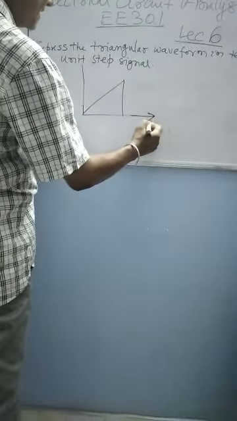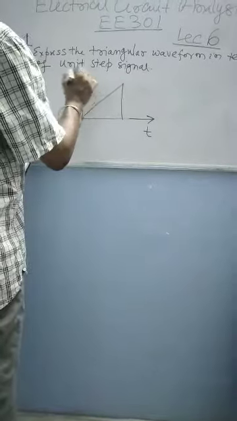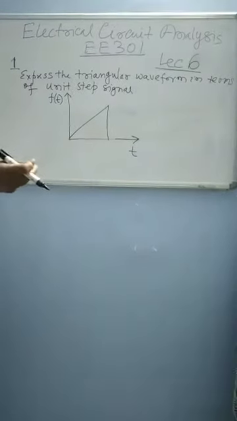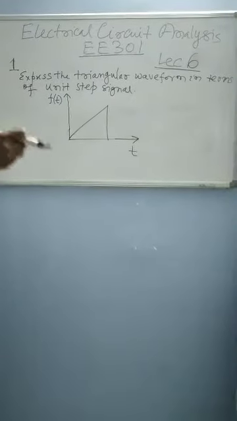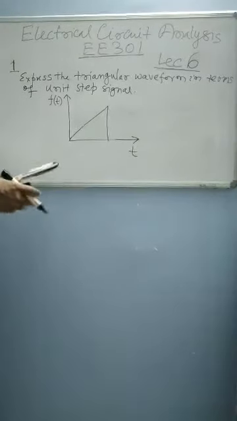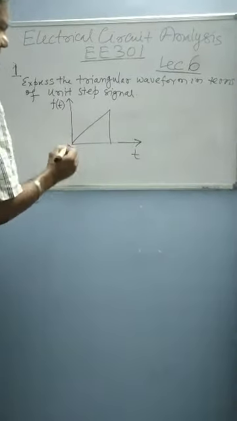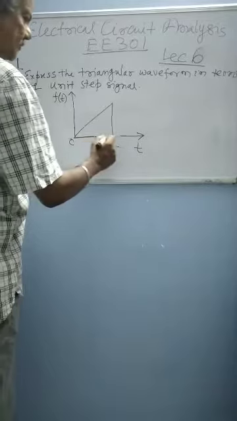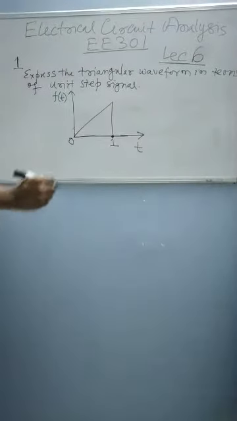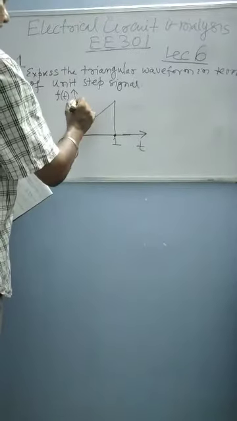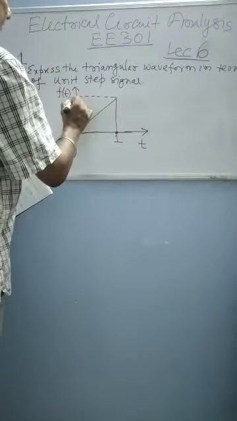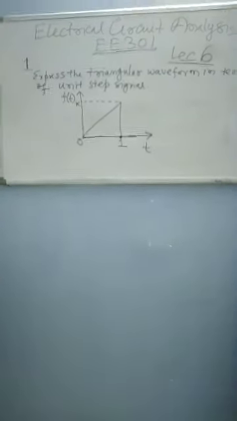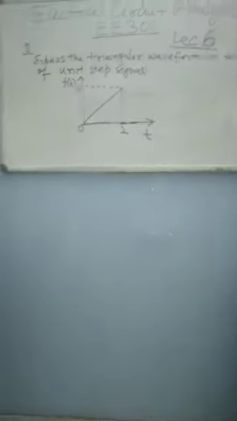So your x-axis is the time scale and this is the y-axis. This is your function. The function may be a voltage function or a current function or any sort of function. Let it be a force function also in mechanical terms. And this coordinate is 0, 0 and the time is 1 at this point. And the magnitude here has been given as k. So you have to express this waveform in unit step signals.